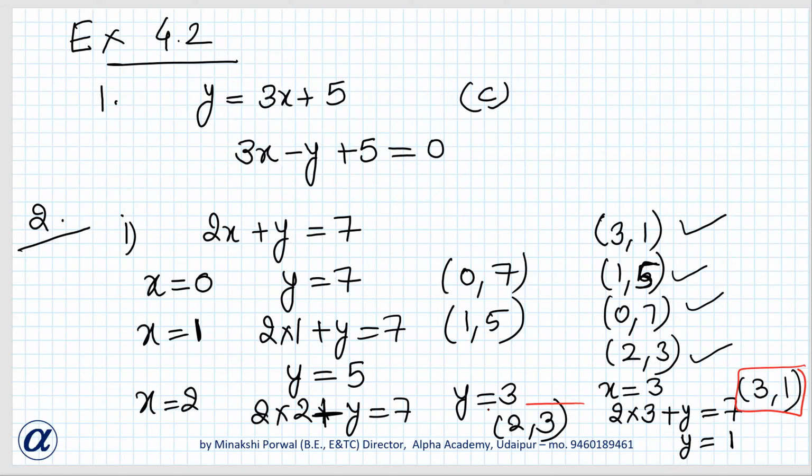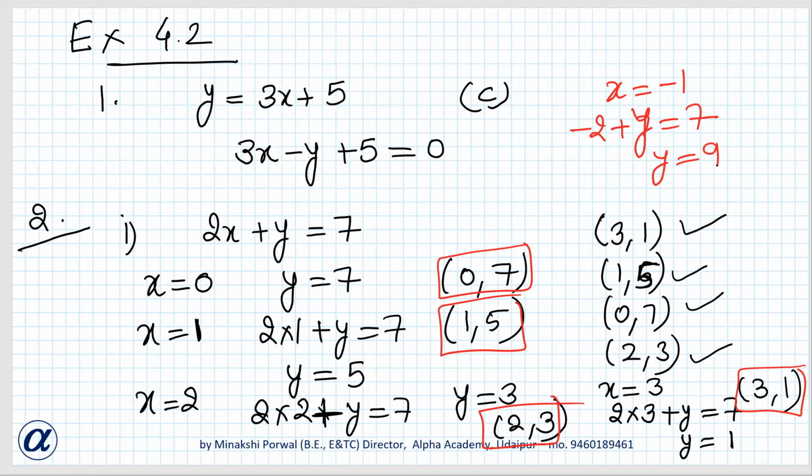3, 1, 2, 3, 1, 5 and 0, 7. There can be many more answers. We have chosen positive values, we can even choose negative values also. We can choose x equals to minus 1 also. So minus 2 plus y equals to 7. So y will be 9. So minus 1, 9 is also a solution. This way there can be many answers. These could be 4 possible answers. Is it clear? Yes, ma'am.